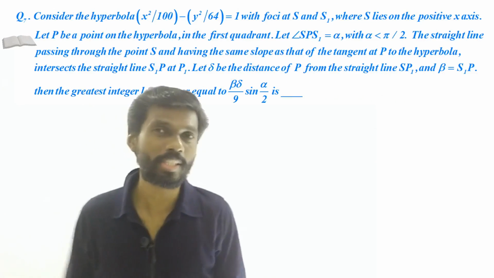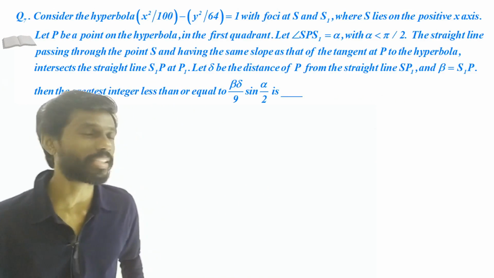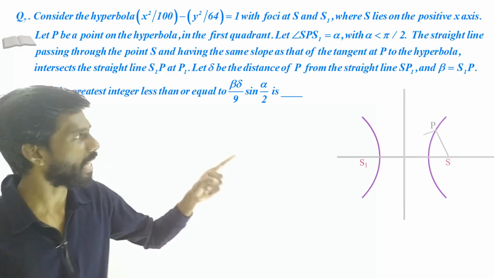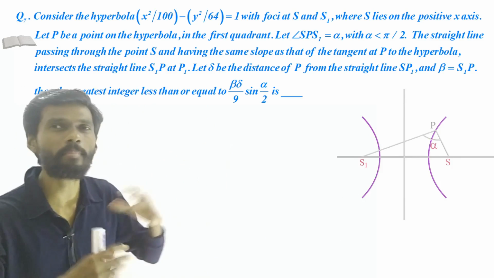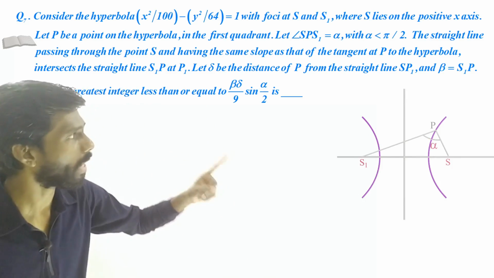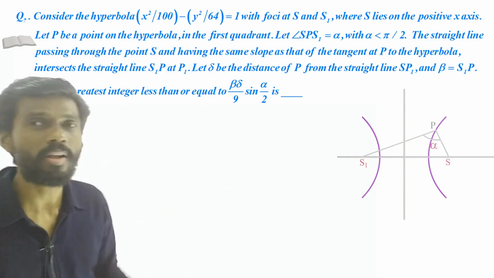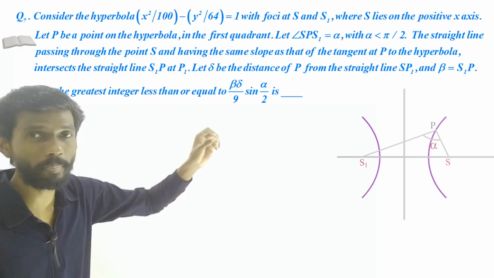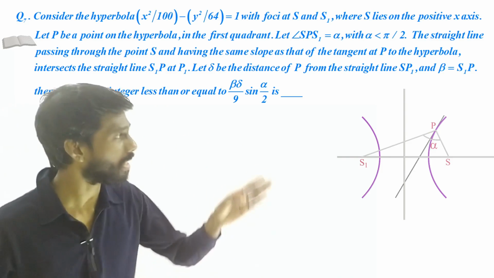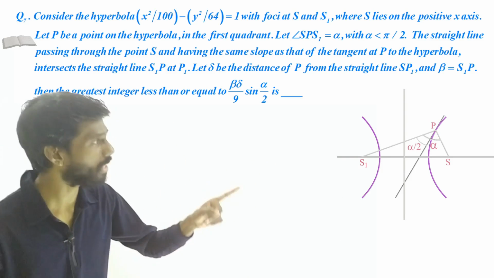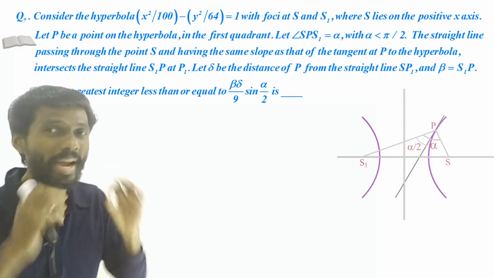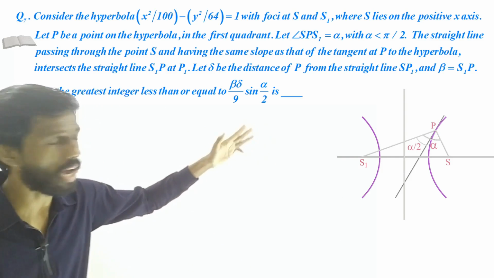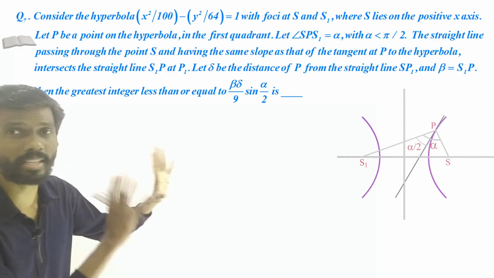Here a hyperbola equation is given and a lot of things related to the hyperbola are given. S and S1 are the foci of the hyperbola. The angle SPS1 is given as alpha, where P is some point on the hyperbola. We need to use some properties of the hyperbola here. Now you draw a tangent at the point P. That tangent bisects this angle SPS1, so the angle alpha is bisected by the tangent. That is the property of the hyperbola. So that angle is alpha by 2.